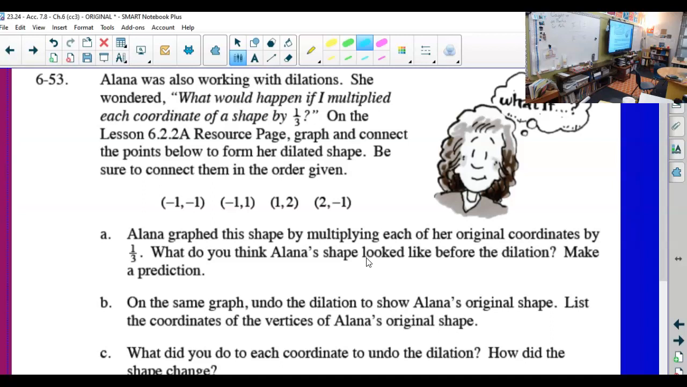The shape you are making is Alma's shape she made after dilating by 1/3. You're going to undo her dilation by 1/3. So the shape you're making was the result of her shrinking them down. Like Honey, I Shrunk the Kids, right? Honey, I Shrunk the Triangles. Actually, well, this is going to be a quadrilateral.